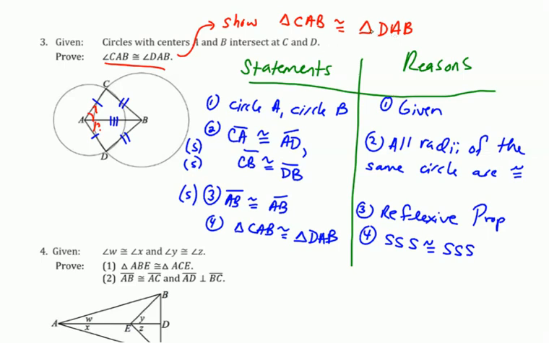And this was really our first goal. Once we've proven the triangles are congruent, since angle CAB and angle DAB are corresponding angles in these triangles, then they must be congruent by CPCTC. And that's exactly what we wanted to prove.